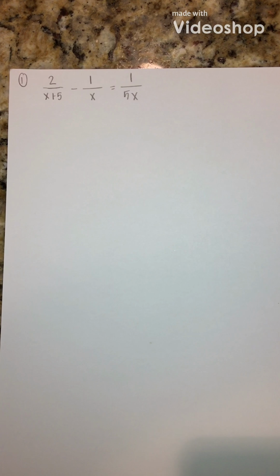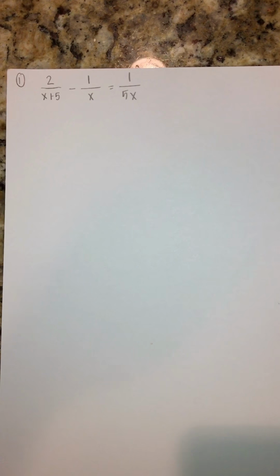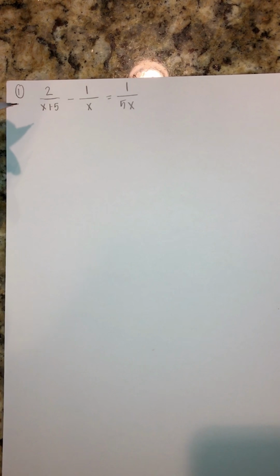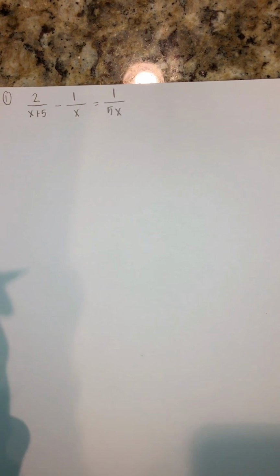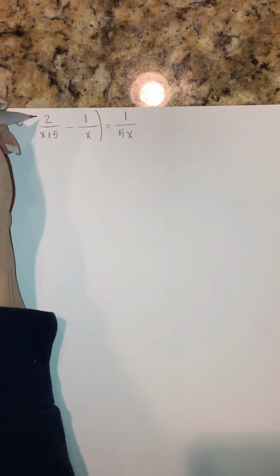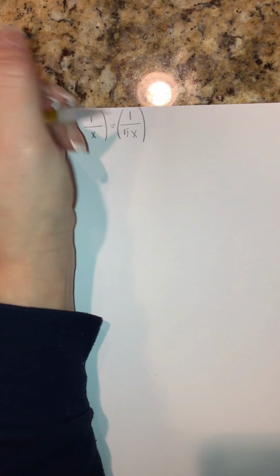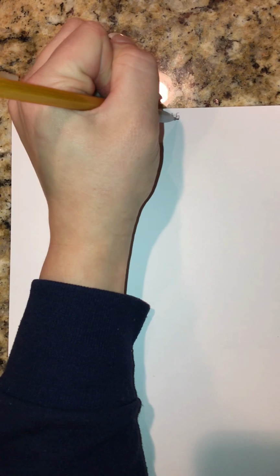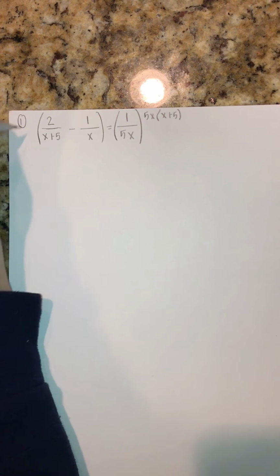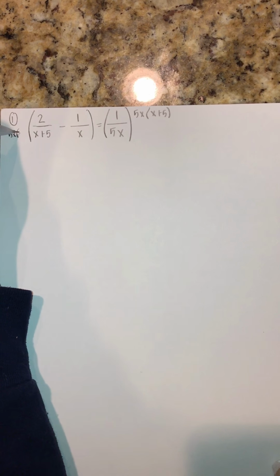Okay, so first we are going to do the rational equation. Here is the equation that I chose to work on. First, we're going to find the common denominator, which in this case would be 5x, x plus 5, and you multiply that by both sides.